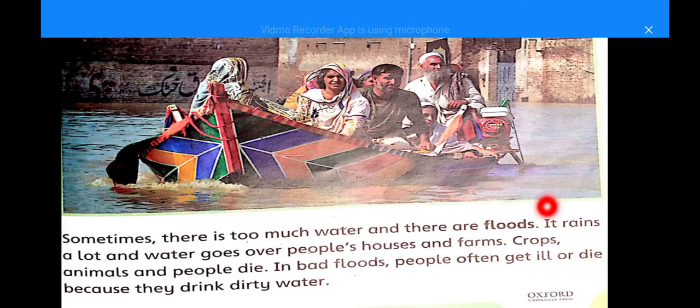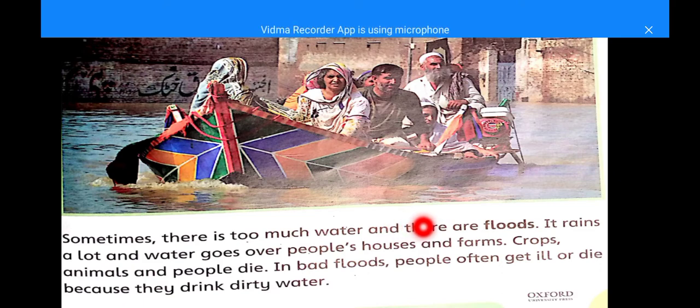It rains a lot and water goes over people's houses and farms. It means that when there is too much rain or heavy rainfall, as a result there will be too much water that will turn into floods, and it can go over people's houses and the farms.